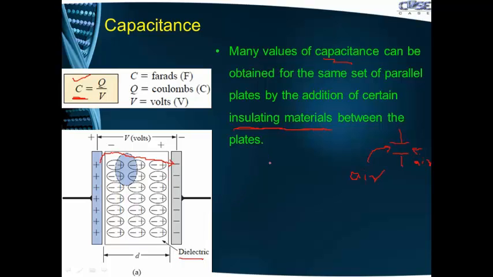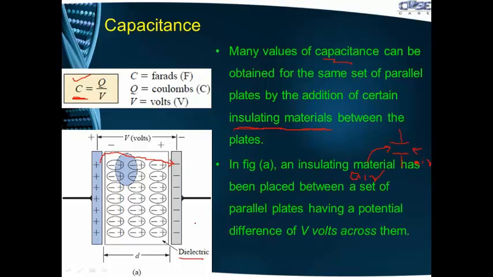So many values of capacitance can be obtained for this same set of parallel plates by the addition of certain insulating material between the plates. So in figure A, an insulating material has been placed between a set of parallel plates having a potential difference of V volts. So again V volts is applied between these two plates, and these two plates have a certain capacitance, and a medium is inserted between these two plates.